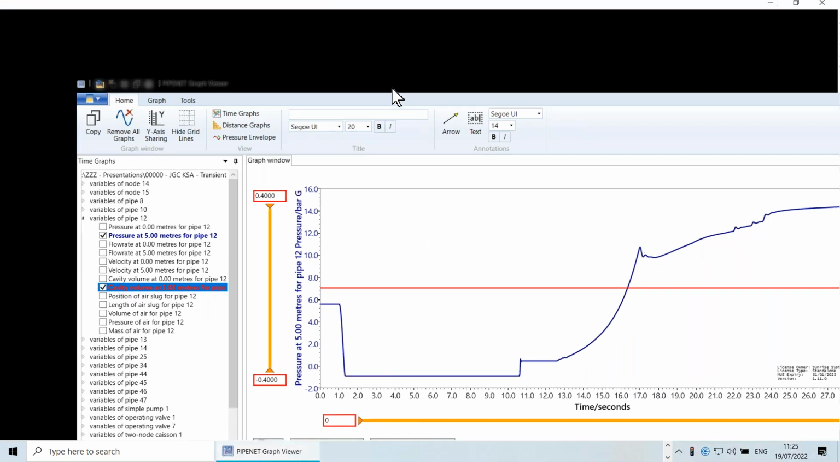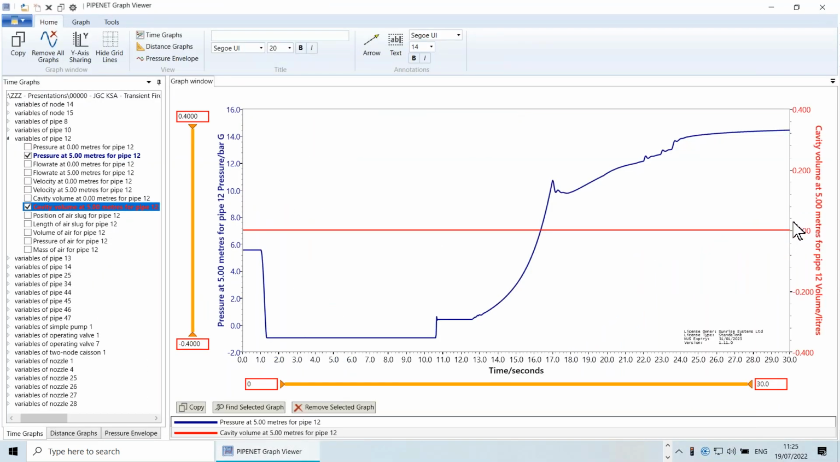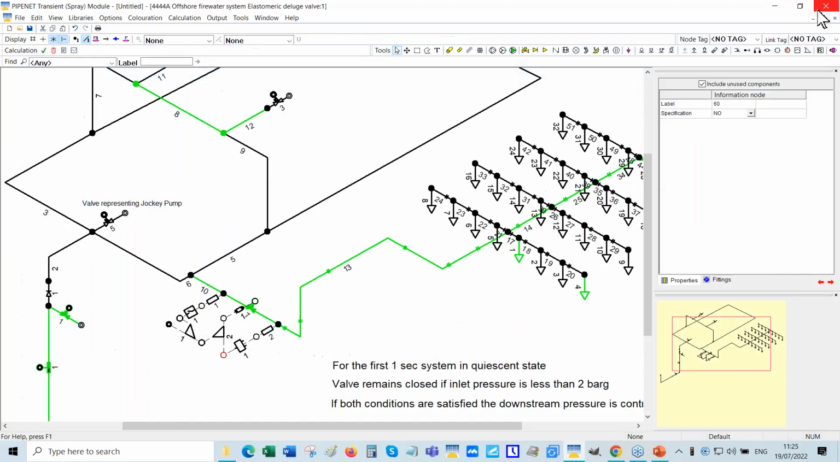So the cavity volume status is 0. Okay, so that is how the system works. There is a little bit of cavity forming here, but it's not very big, and it certainly doesn't collapse. When the small cavity collapses, you can see that there is a very small spike in the pressure. So we've solved the problem by introducing the elastomeric valve.